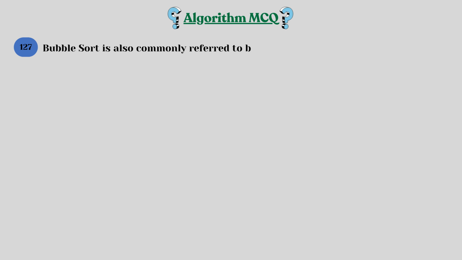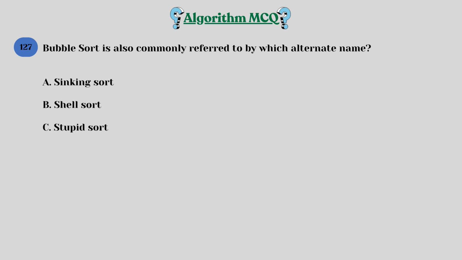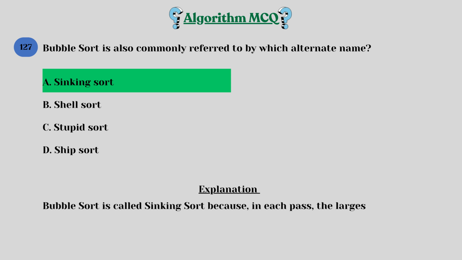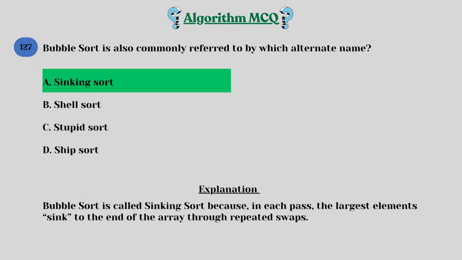Bubble sort is also commonly referred to by which alternate name? Correct answer, sinking sort. Explanation: bubble sort is called sinking sort because, in each pass, the largest elements sink to the end of the array through repeated swaps.